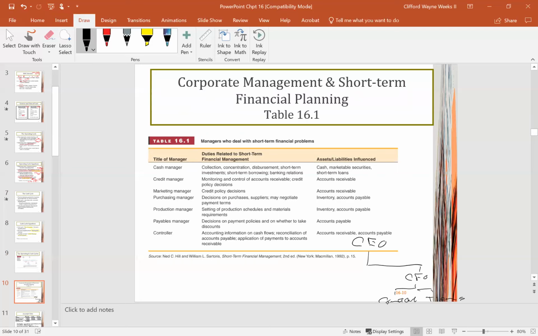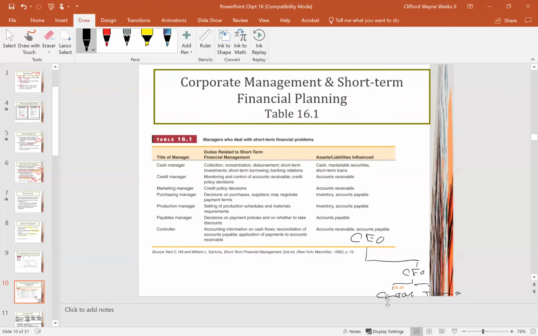Really, it's generally the treasurer side that deals with the short-term financing plan. It's the treasury department that does all the cash deposits from the daily sales. They're the ones identifying where they're going to borrow money. Are they going to sell bonds? Are they going to sell stock? Things along that line. But basically what they're doing in this table is showing you the different titles of the manager who would be managing this cash.